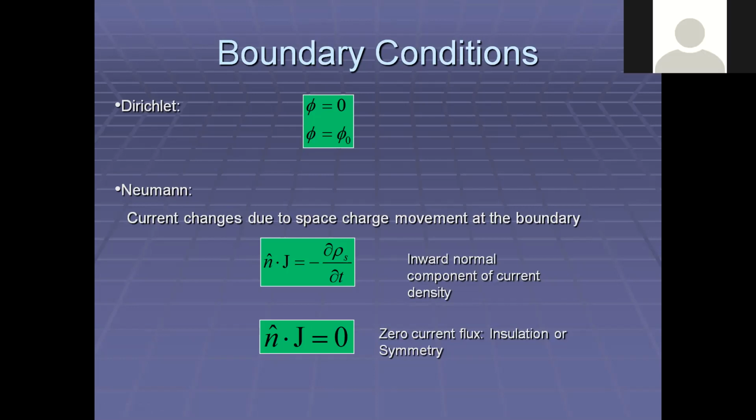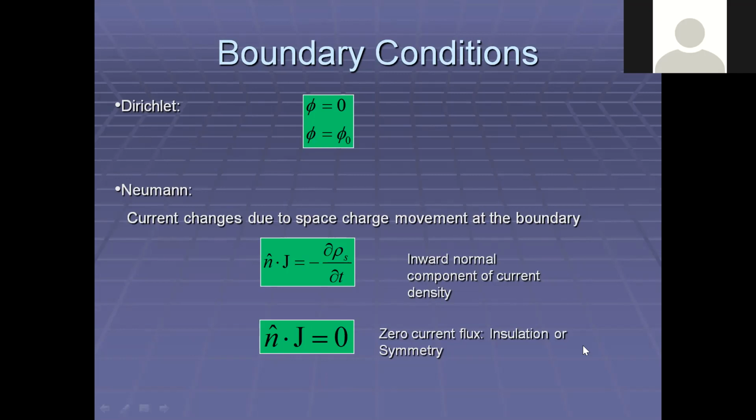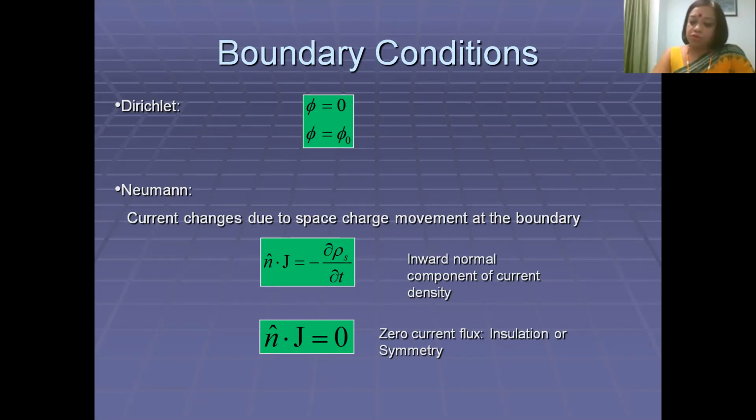Ma'am, the current is perpendicular to the plane. Balaji. Perpendicular? Perpendicular, because n dot j is equal to 0. So it's 0, so normal. J normal. Sorry, tangential. Tangential, yes. The normal is 0, so tangential exists. No, but how does this physically signify insulation or symmetry?